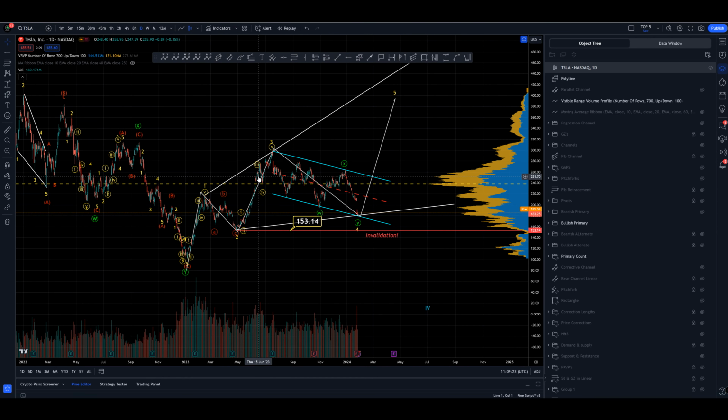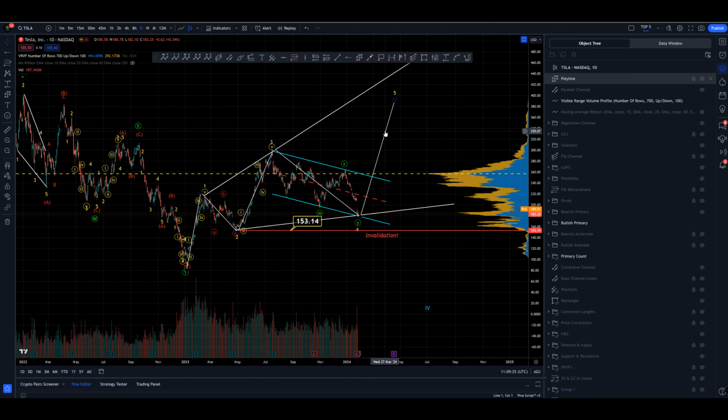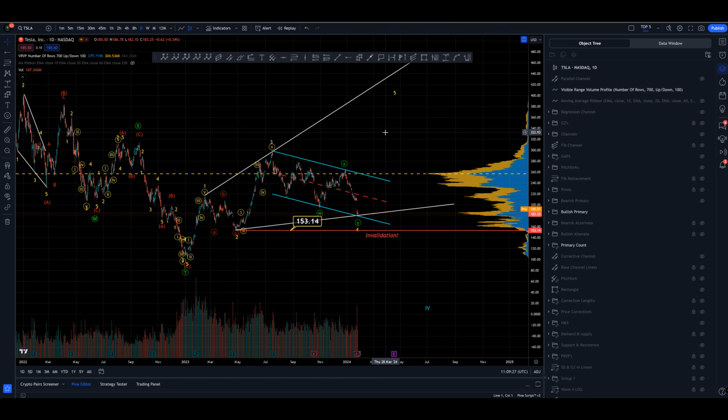Well, not impulsive, it's motive, and we're coming out of here in 5. Okay, that would be quite a surprise to a lot of people right now. That would. I don't think a lot of people would expect that.